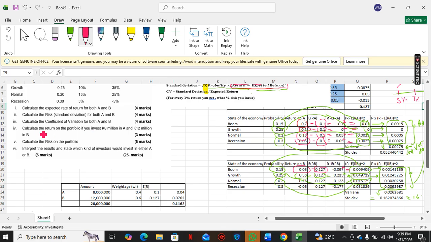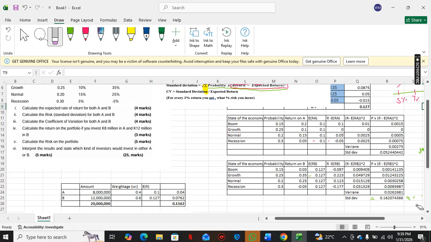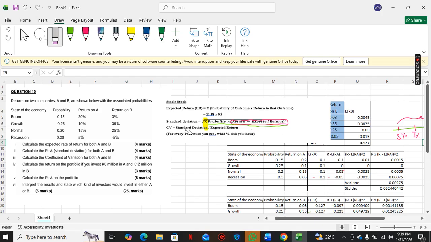So the next part, we need to calculate the coefficient of variation for A and B. For this coefficient of variation, you're just seeing the trade-off of risk and return. It just tells you for every 1% return that you get, what percentage of risk are you taking? Okay, that's what coefficient of variation is telling you. For every 1% return that you make, how much risk are you taking? So the coefficient of variation is just the standard deviation divided by the expected return.